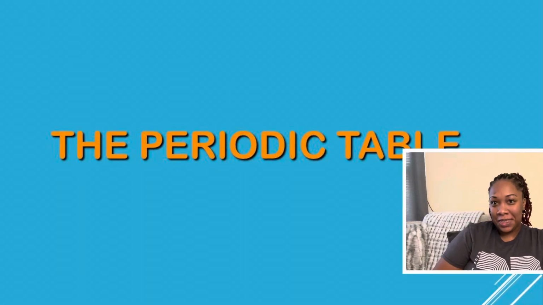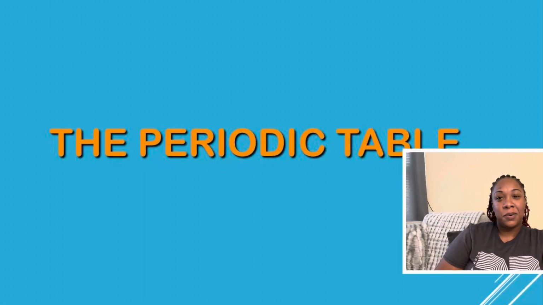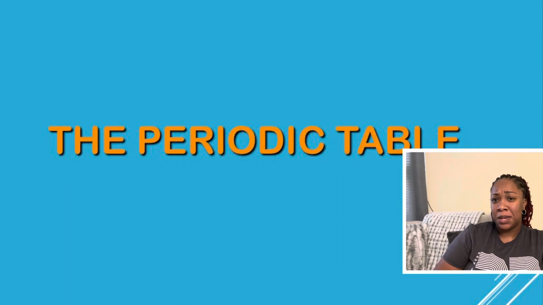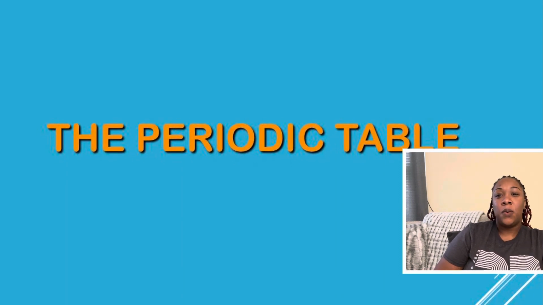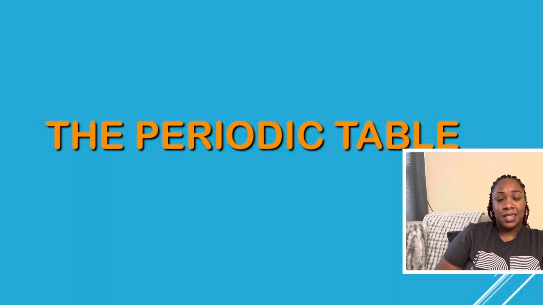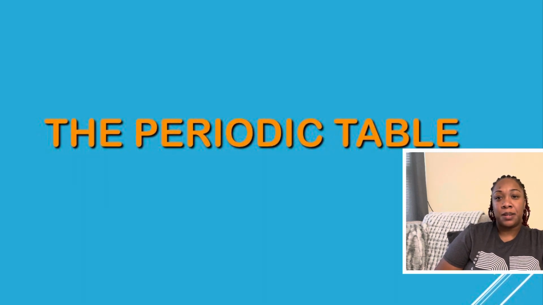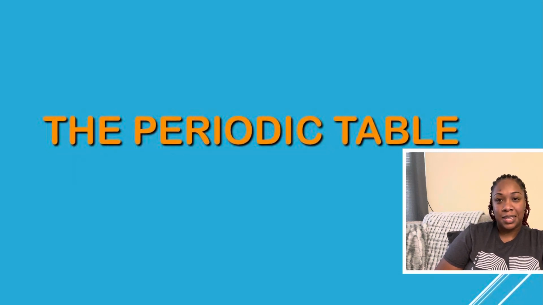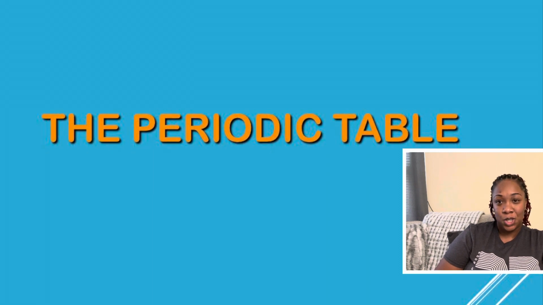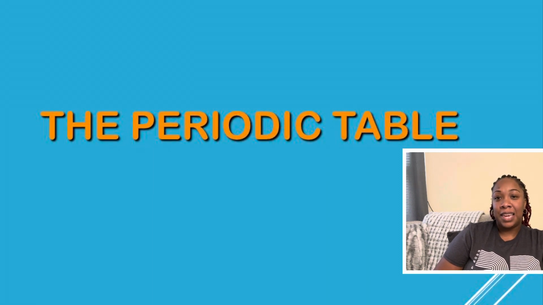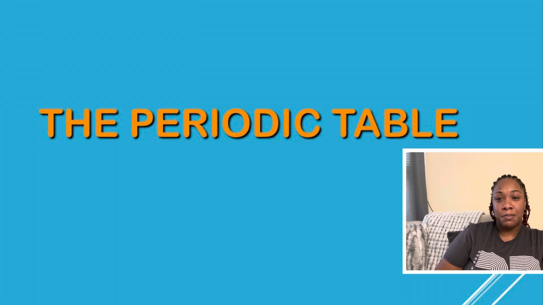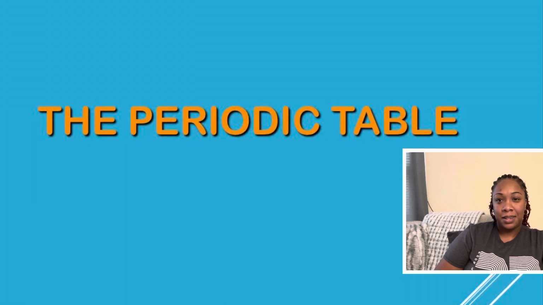Now that we know what the periodic table looks like, we know what the mass number is, that's the bigger number in the box. We know what the atomic number is, that's the smaller number. We know that proton number equals atomic number, which equals electron number. And we know how to calculate our neutron number, which is mass number subtract atomic number.